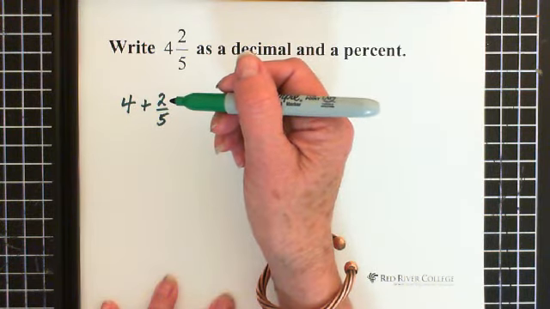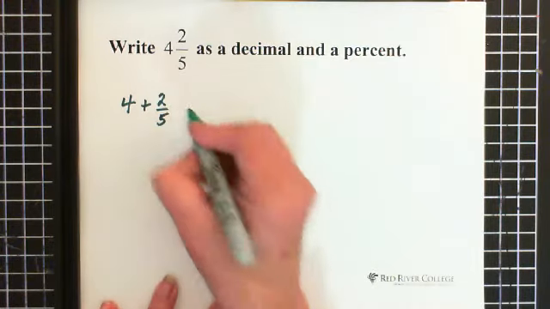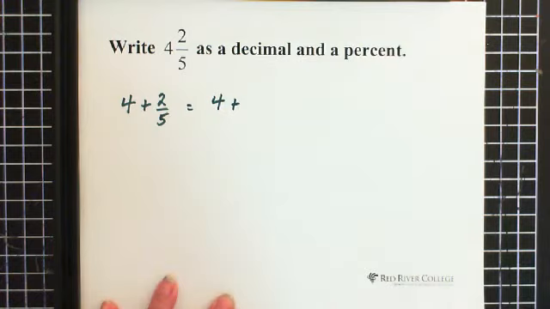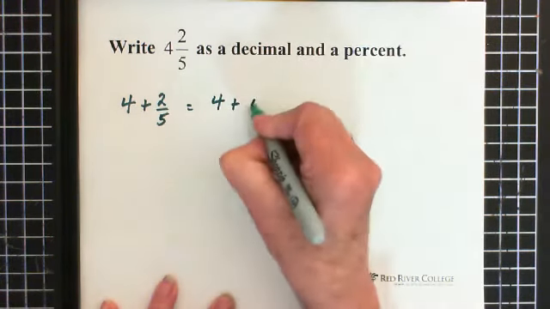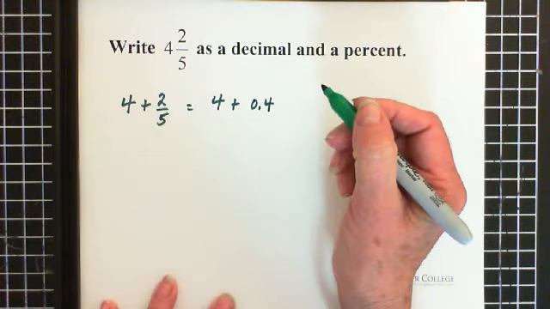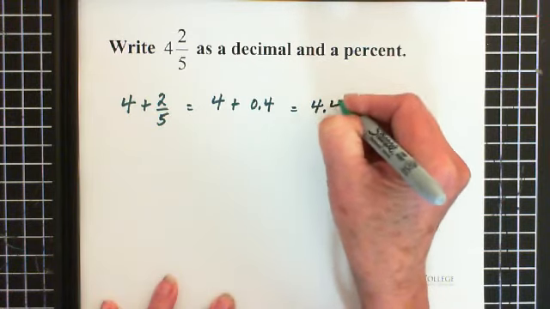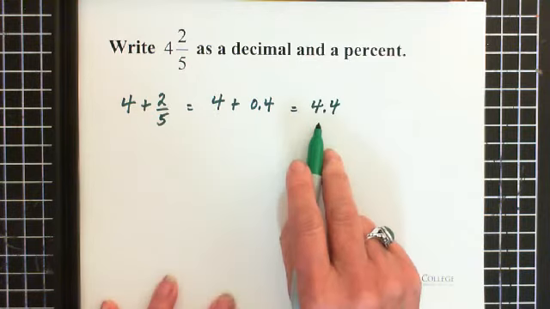So to turn the 2/5 into a decimal, we just use our calculator. So this becomes 4 plus, and 2 divided by 5 in the calculator is 0.4. Now we're just going to add these two numbers up, and we get 4.4. So 4 2/5 is the same as 4.4.